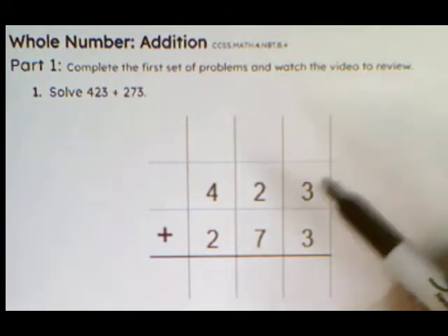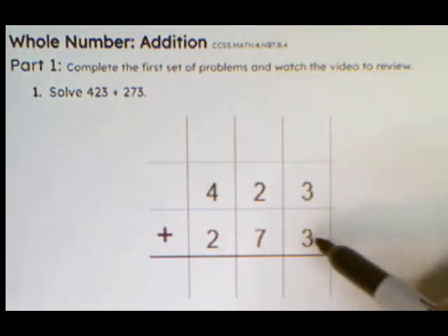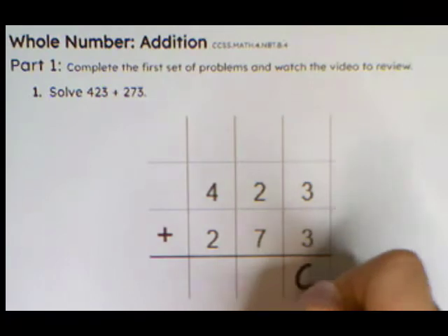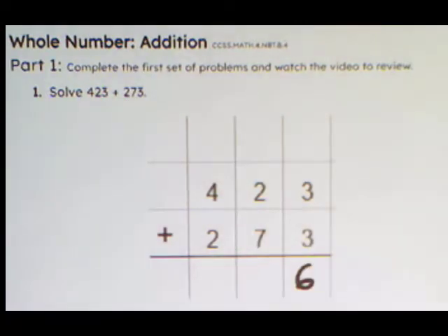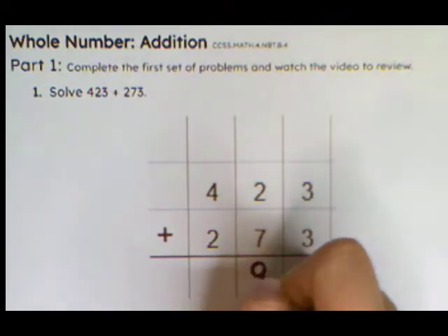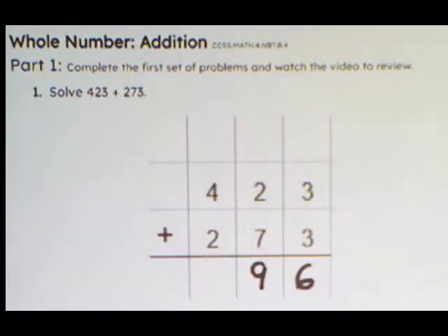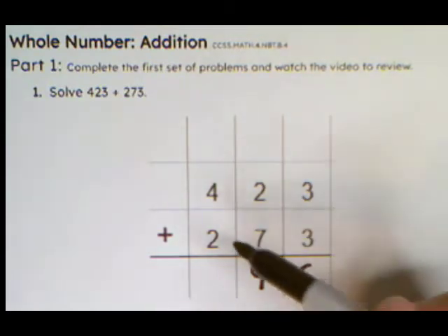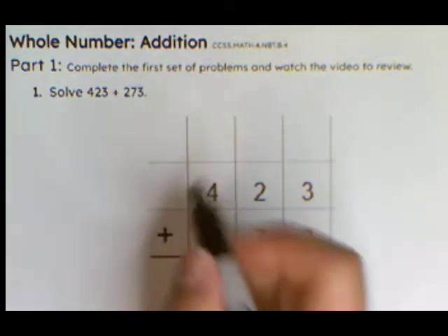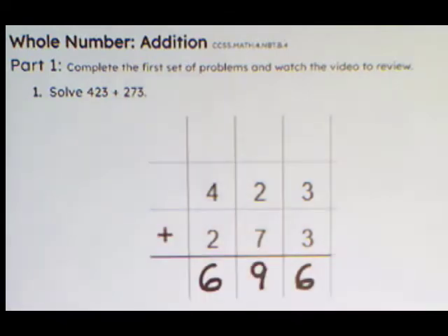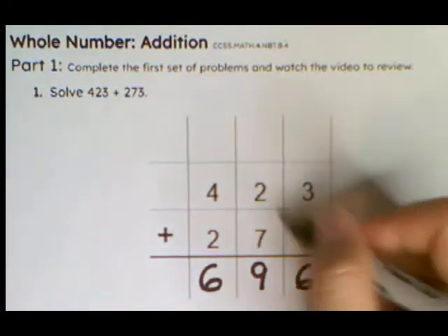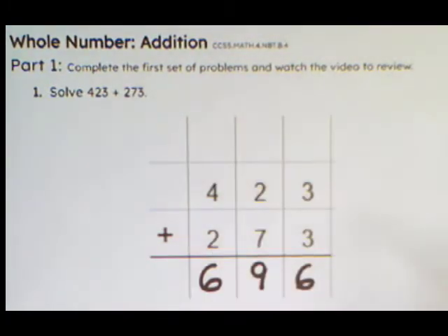In this case, I have 3 ones plus 3 ones, which will give me 6 ones. I have 2 tens and 7 tens, which will give me 9 tens. And I have 4 hundreds and 2 hundreds, which together gives me 6 hundreds. No regrouping or no carrying in this problem. I just add the different positions up together.